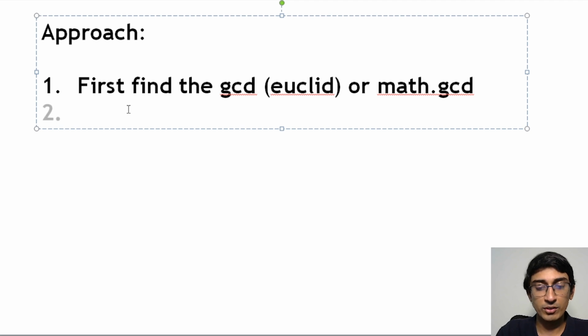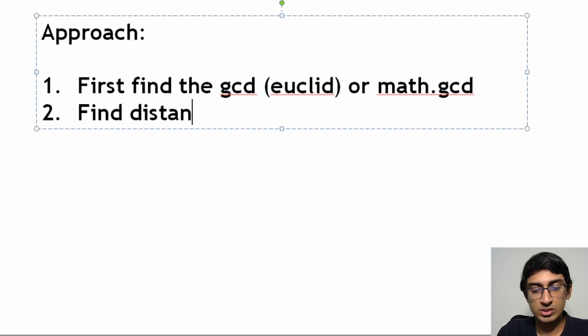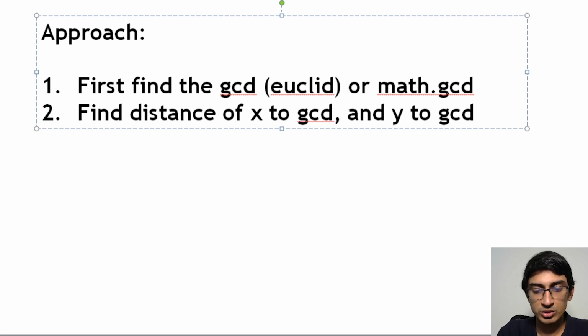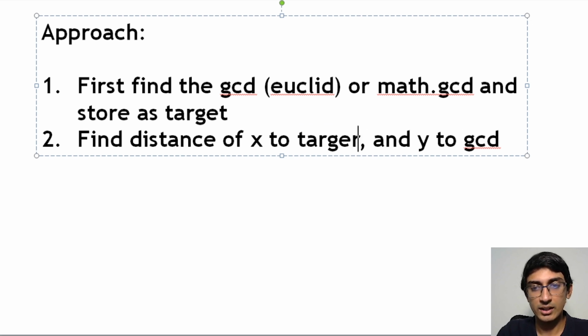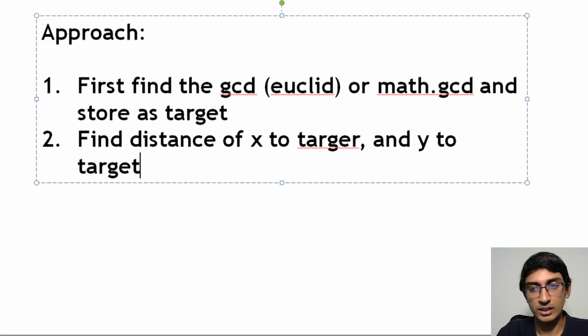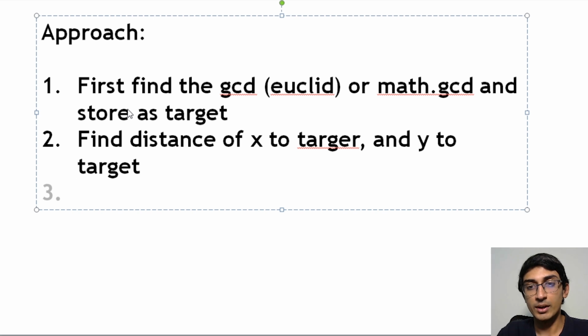Now that we've got this, find the distance of x to the GCD, and y to the GCD. So we can store it as a target, and then we have to find the distance of x to the target, and the distance of y to the target, right? So this is what we are going to do.